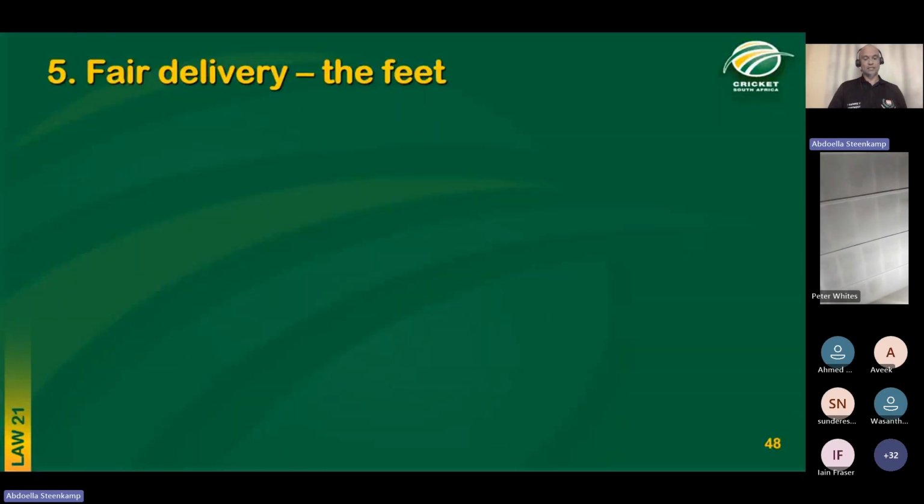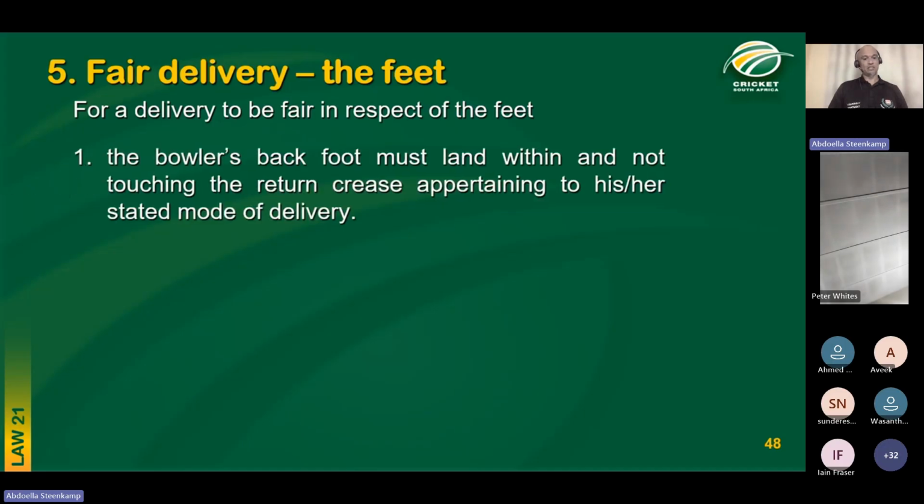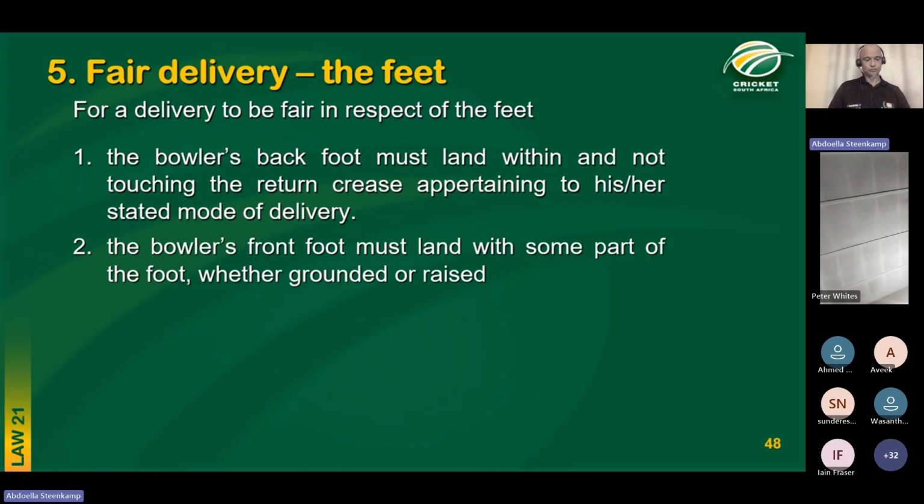No ball, and this happens every week. It's very important, for every game, that we know how the feet work. So when it comes to the law, firstly, when it comes to the back foot, there's a crease that goes with the back foot, and that crease is the return crease. So the law wants the back foot not to touch the return crease. So it must land within and not touching the return crease.